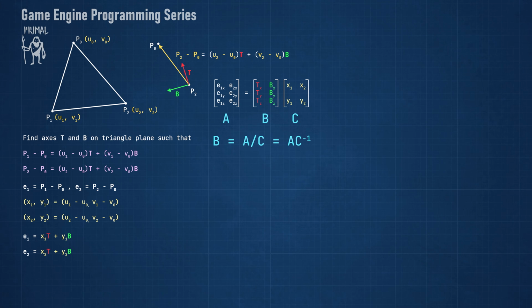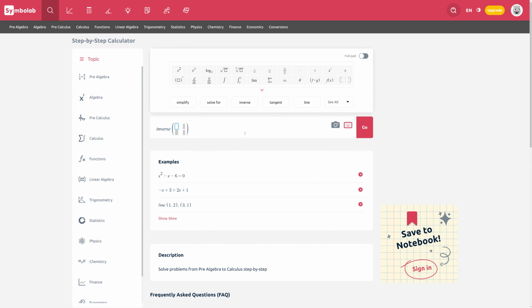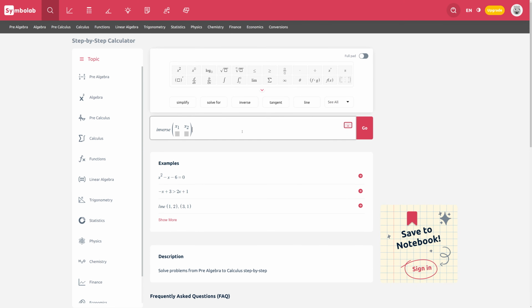Of course, there is no such thing as a divide operation for matrices. However, we can achieve the same result by multiplying A with the inverse of C. Matrix inversion is a topic of linear algebra and I'll not explain it here, but it can be calculated easily for 2x2 matrices. We can even use an online calculator to do it like so.